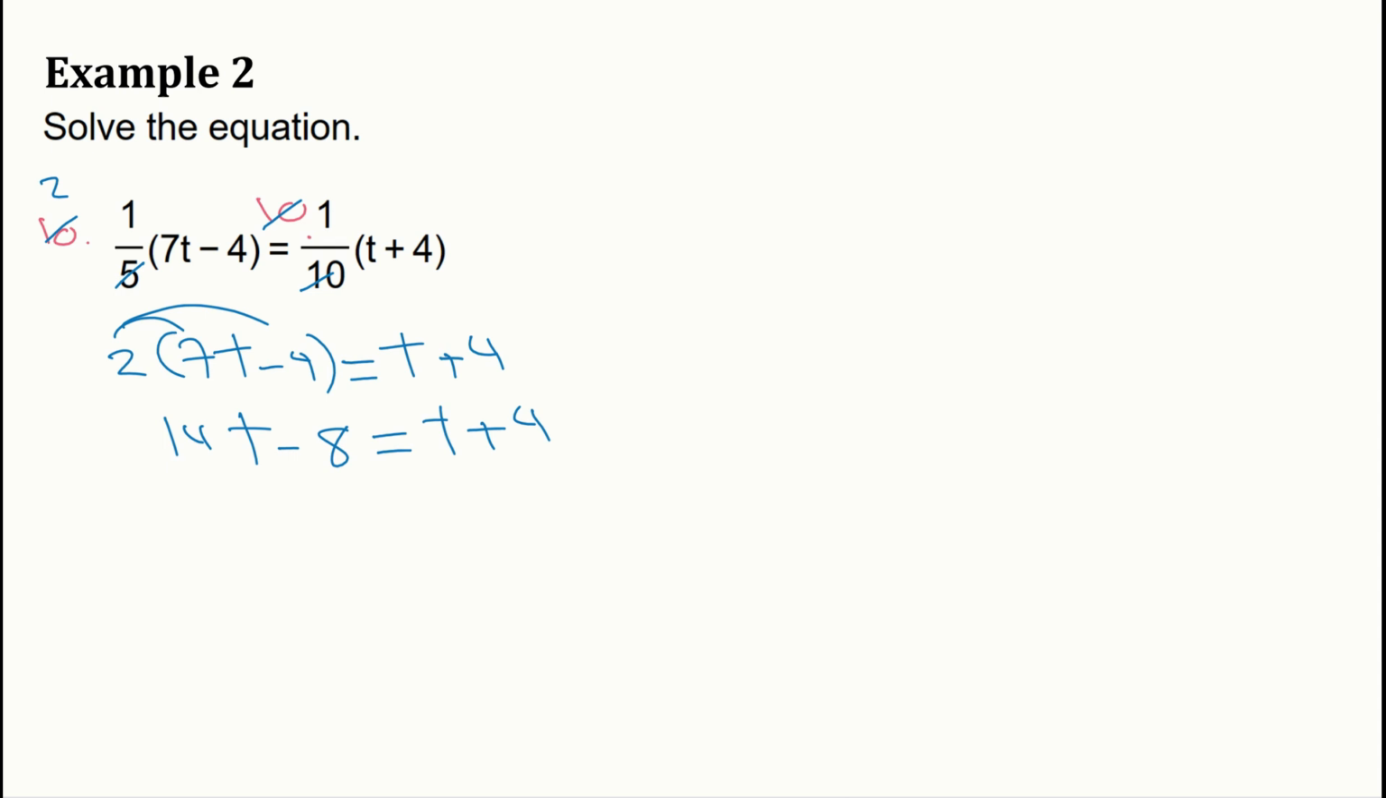Let's go ahead and get the t's on the left side. That's where the larger coefficient for t is. So we're going to go ahead and subtract t from both sides, and we'll move the negative 8 to the other side by simply adding 8 to both sides. So now we end up with 14t minus t, which is 13t. These of course cancel out, equals, and these two cancel out here, so we get 12.